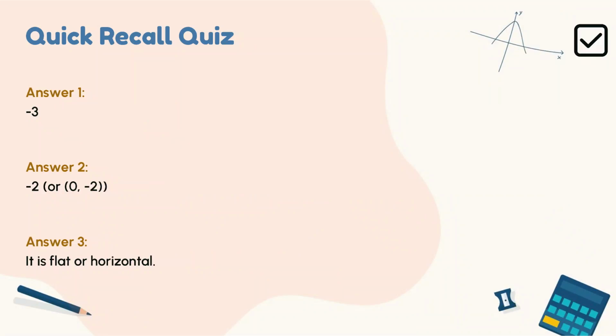Let's check the answers. For question 1, the gradient is negative 3. This is the number multiplying x. For question 2, the line crosses the y-axis at negative 2, or the coordinate (0, negative 2). For question 3, a line with a gradient of 0 is flat or horizontal. That means it does not rise or fall as it moves from left to right.